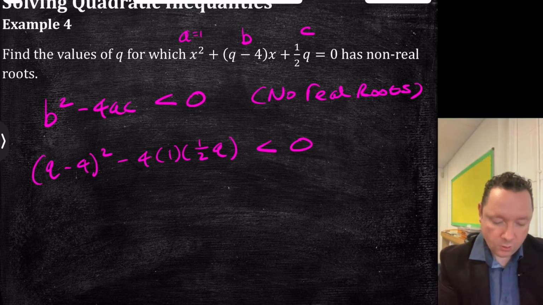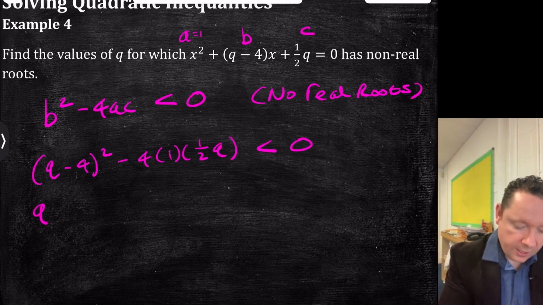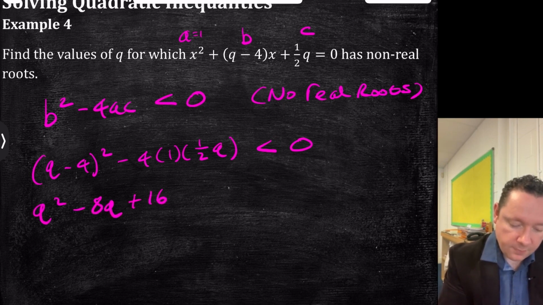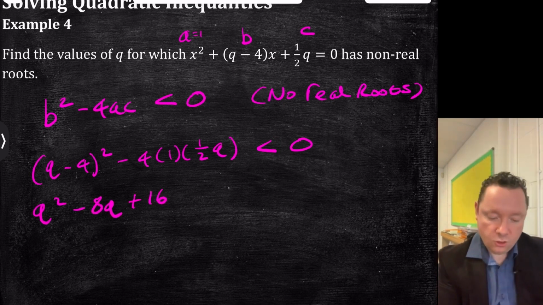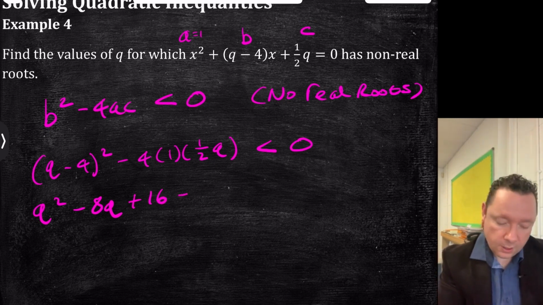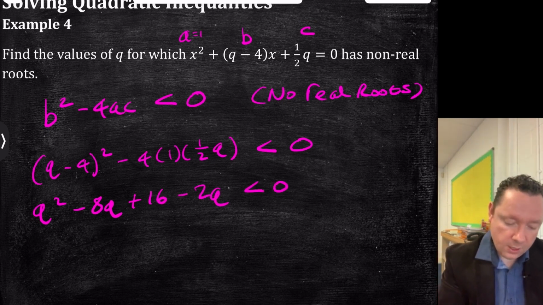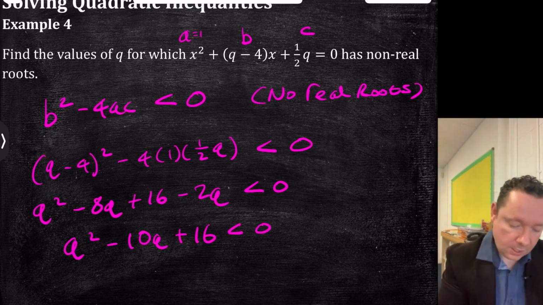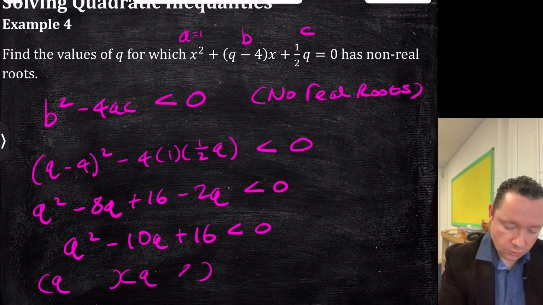So we've got a quadratic inequality, hopefully. q squared minus 8q plus, 4 4s are 16. And then 4 times a half is 2, so that's minus 2q, and that's less than 0. So that's q squared minus 10q plus 16 is less than 0. And we can see if we can factorize that. So double brackets, q and q, 8 and 2, minus 8 minus 2 makes minus 10, is less than 0.